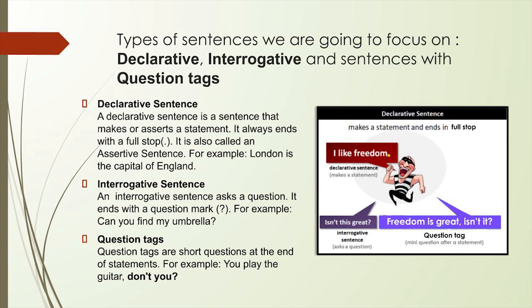Similarly, when the sentence is negative, the question tag turns positive. For example, you don't play the guitar, do you? Here, the sentence, you don't play the guitar, is negative, whereas the question tag, do you, is positive.